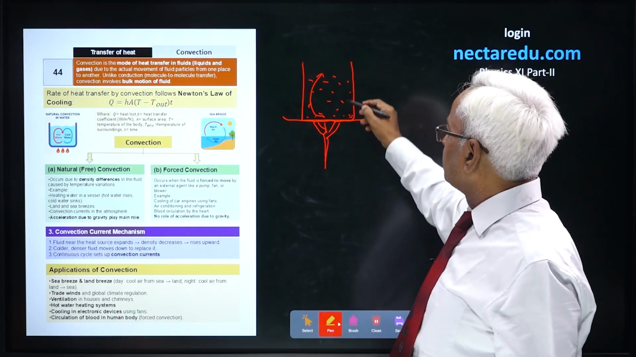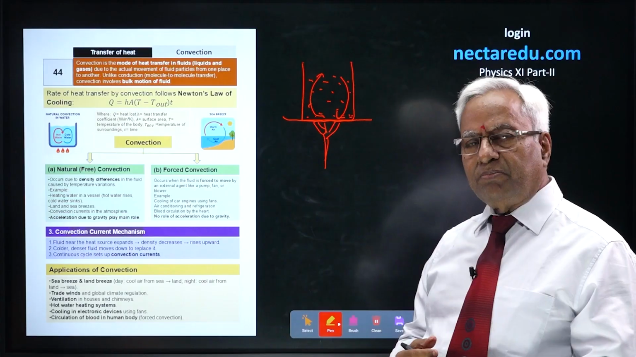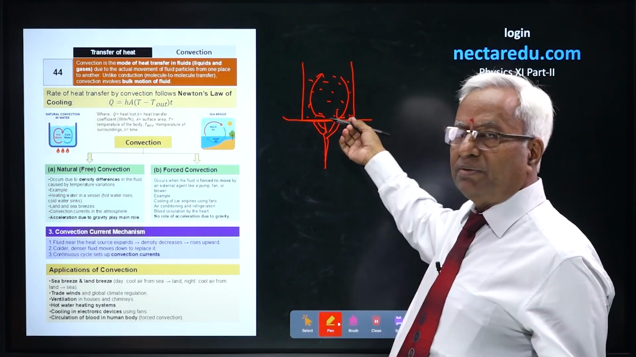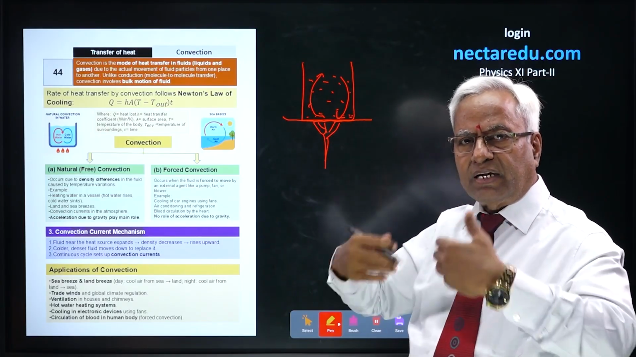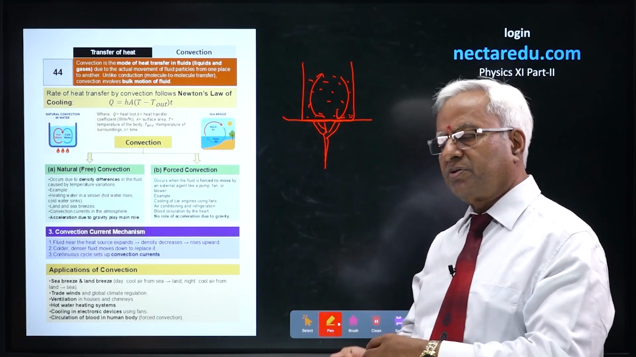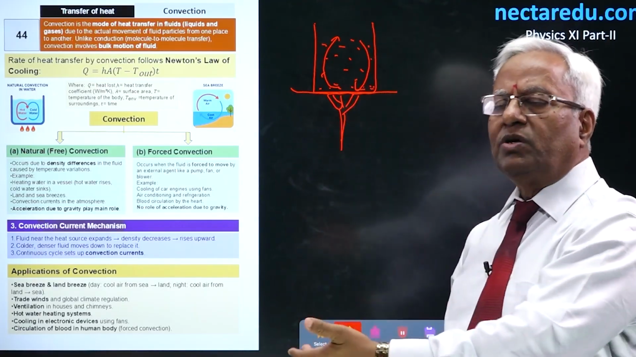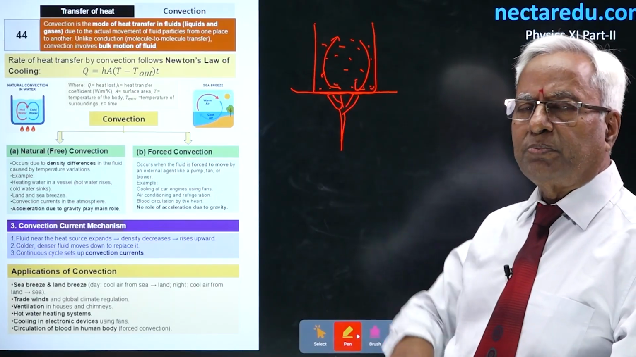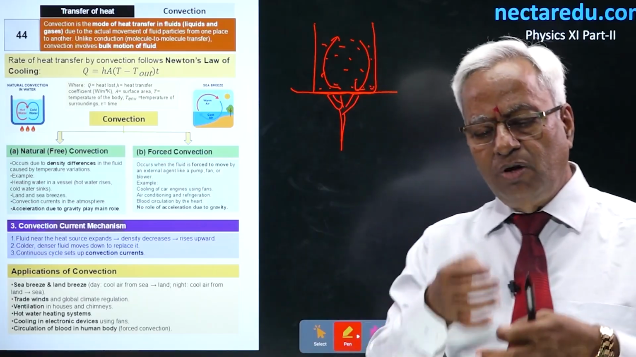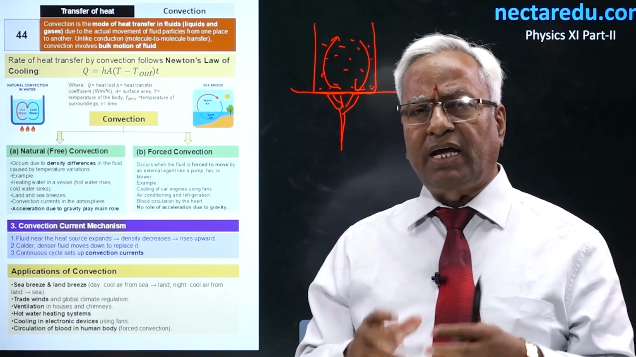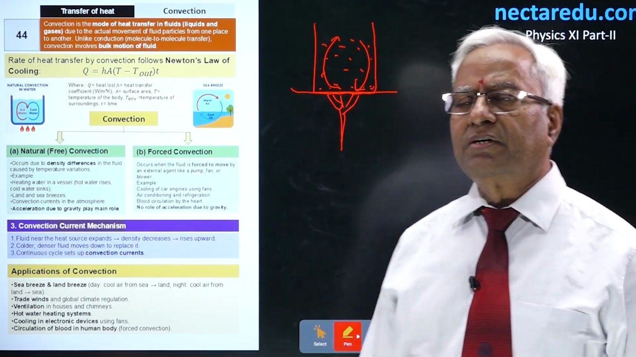The empty space will be filled by the liquid from the higher level, and that will come to the bottom. This will receive the heat, this will go upward. A process of regular transfer takes place from the bottom. Hot liquid goes upward, and from the top cold liquid goes downward. This process continues, but this is not going to be systematic because there is no well-defined path. So, a type of turbulence has taken place. This is what we call natural convection.